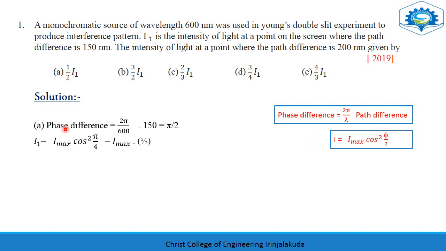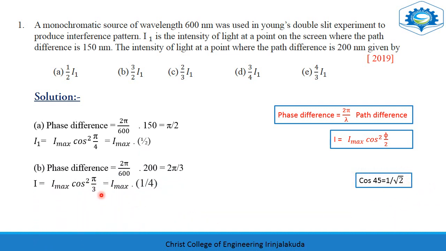Phase difference is equal to 2 pi by 600 into 150. Then we get pi by 2. This is the phase difference. Substituting this value in the equation for intensity, I1 is equal to I max into cos square pi by 4. It's equal to I max into 1 by 2, where cos pi by 4 or cos 45 is 1 by root 2. For the second case, the phase difference is 2 pi by 600 into 200.